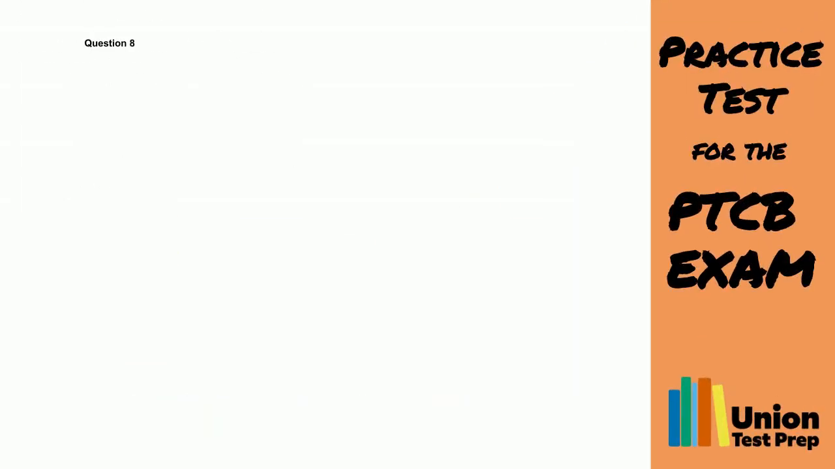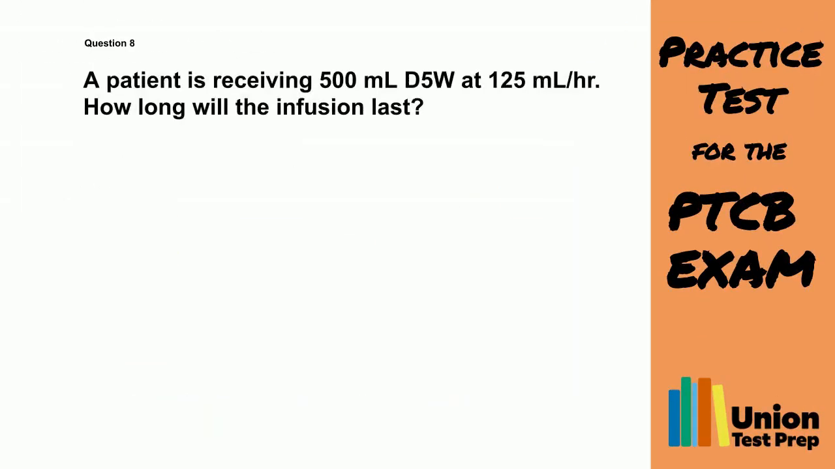Question 8. A patient is receiving 500 milliliters D5W at 125 milliliters per hour. How long will the infusion last? A. 4 hours. B. 5 hours. C. 3 hours. D. 2 hours.